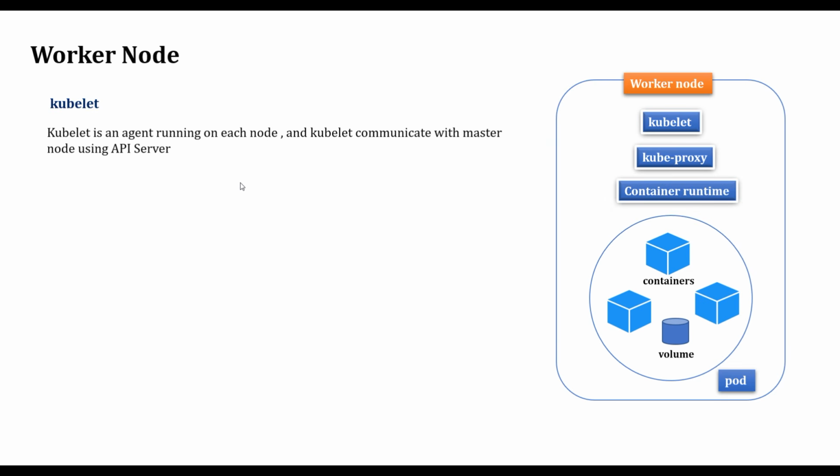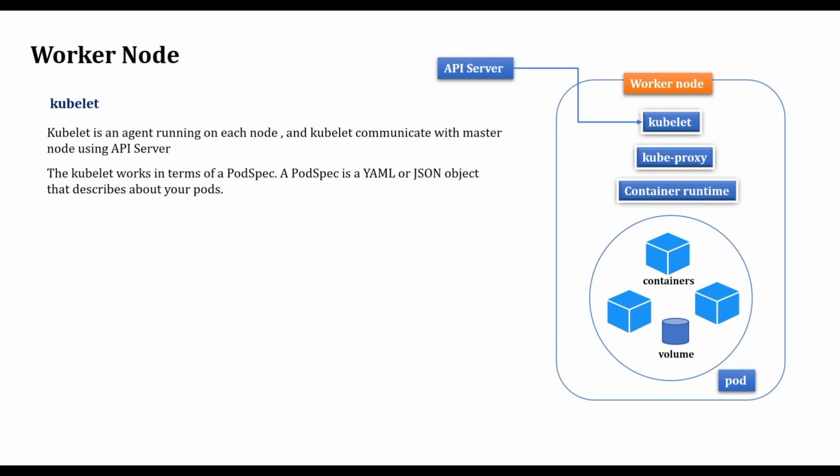Kubelet is an agent running on each node, and kubelet communicates with the master node using the API server. The kubelet works in terms of pod specs. A pod spec is a YAML or JSON object that describes all about your pods. What kubelet does is take a set of pod specs that are provided through various mechanisms, and it ensures that the containers described inside those pod specs are running healthy. Okay, and this kubelet only manages the containers which were created by Kubernetes.